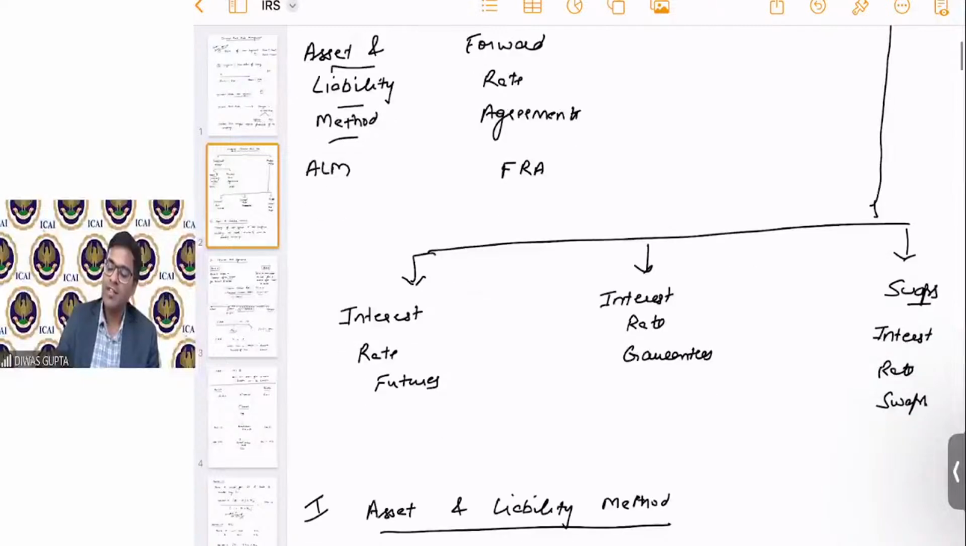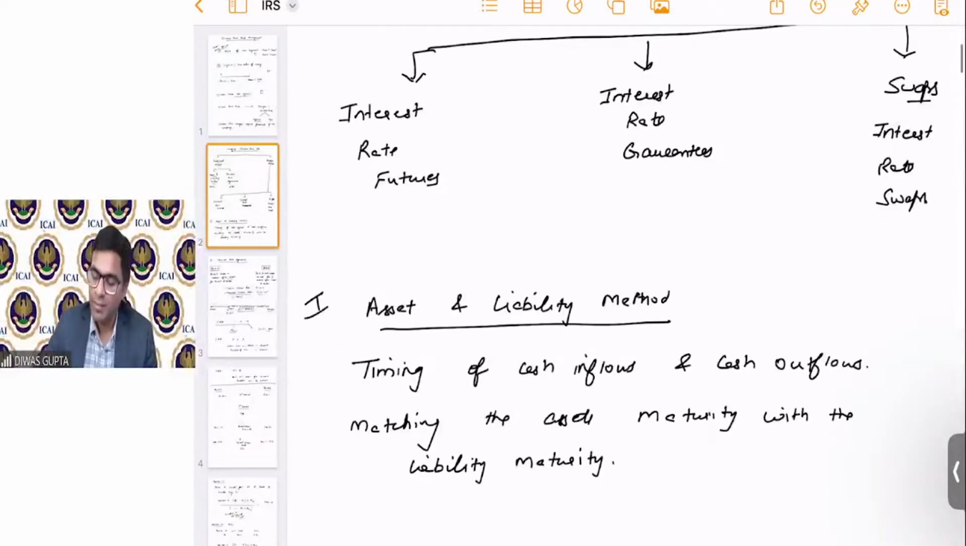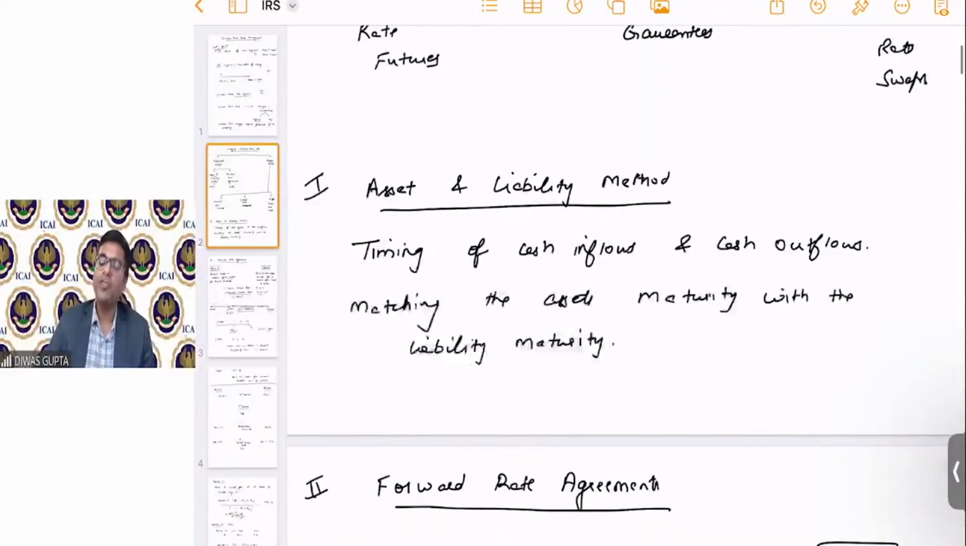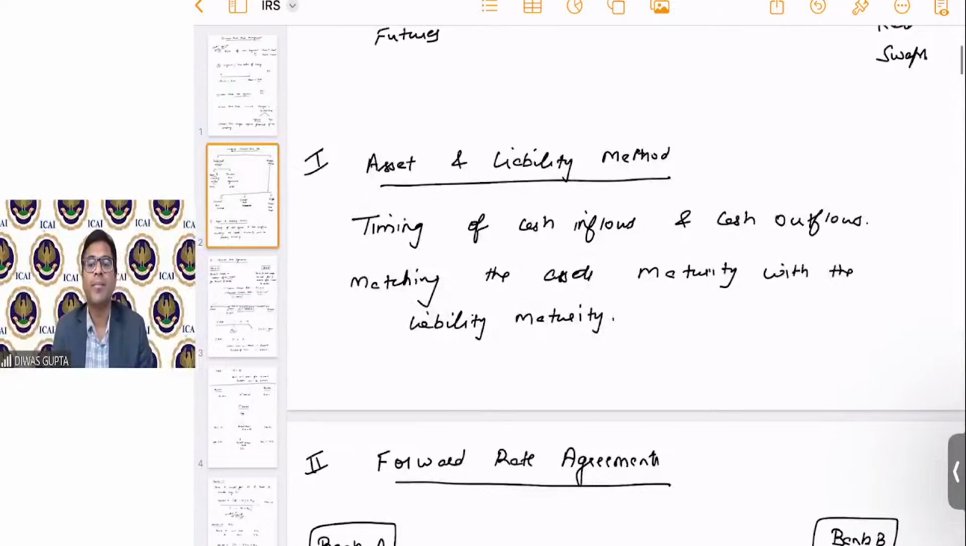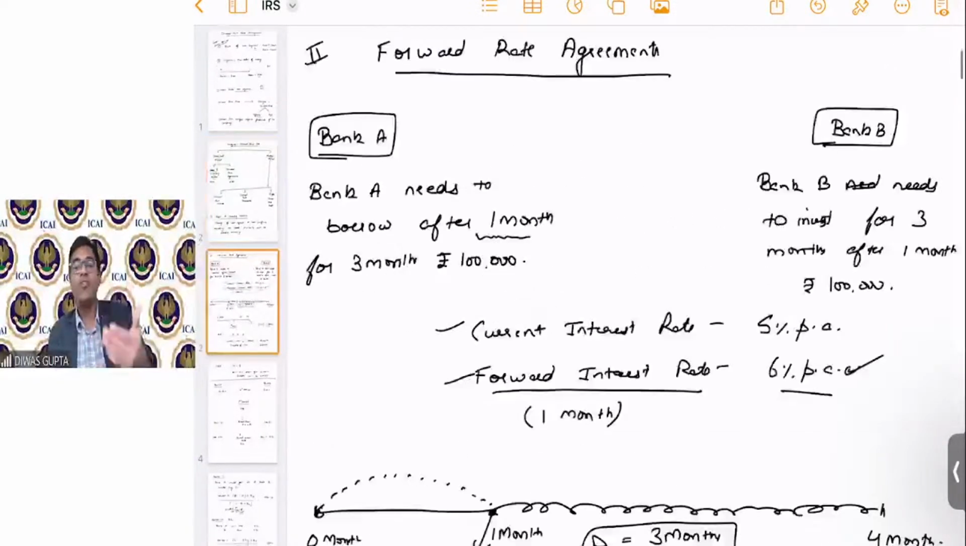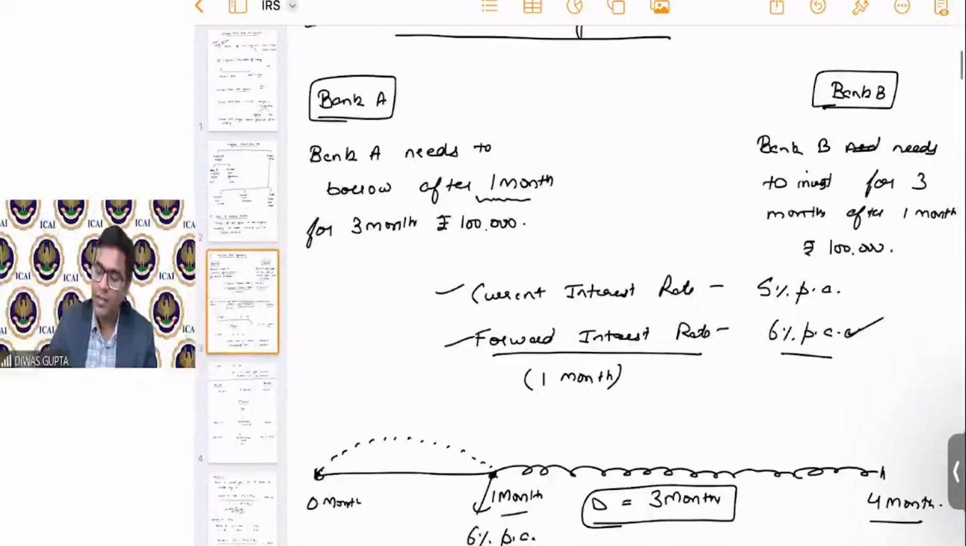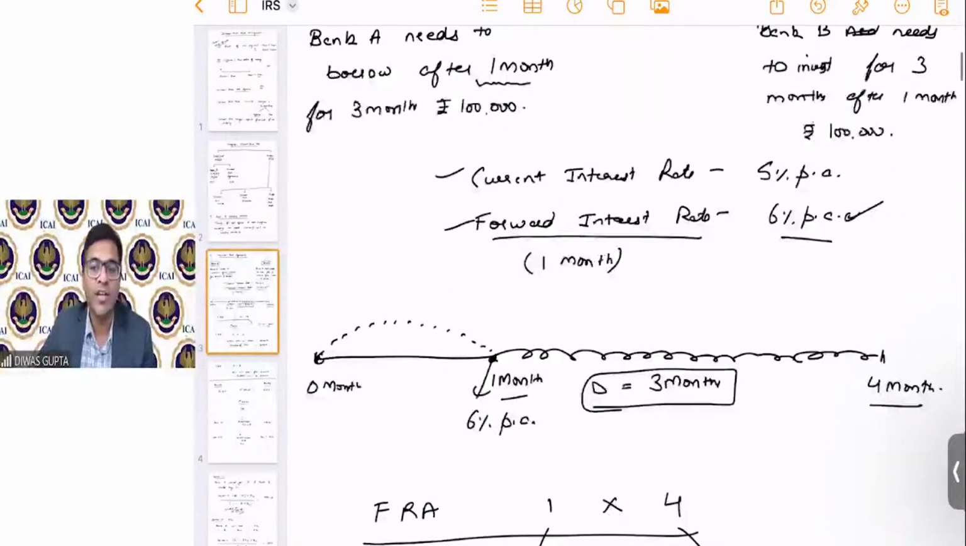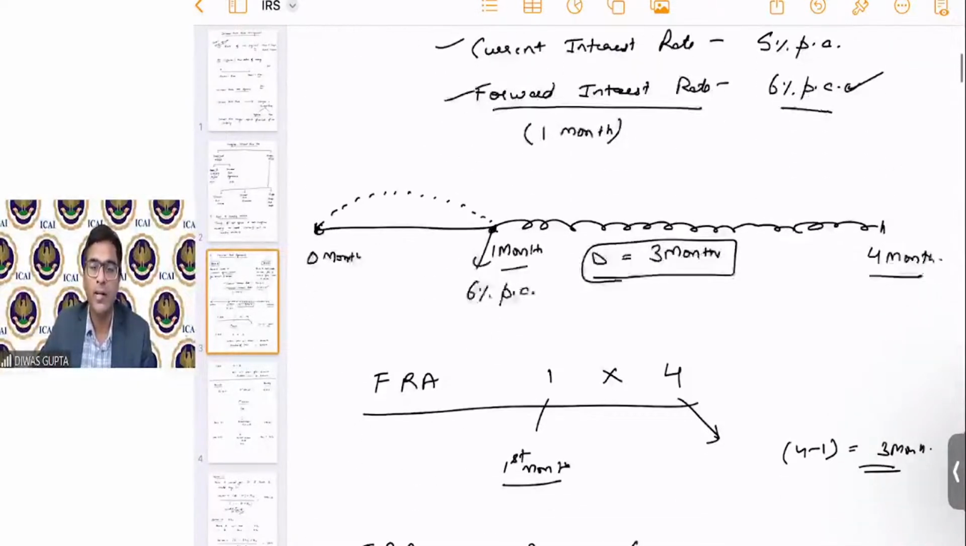So asset liability was very simple, where we said that we will match the maturity profile. Forward rate agreements, we said that we have to think it from the perspective that these forward rate agreements have to be entered not today. I mean, the forward rate agreement will be entered today, but the execution of that will happen some months later on, right? And there was a specific notation also that we understood, FRA 1/4. How will it work?